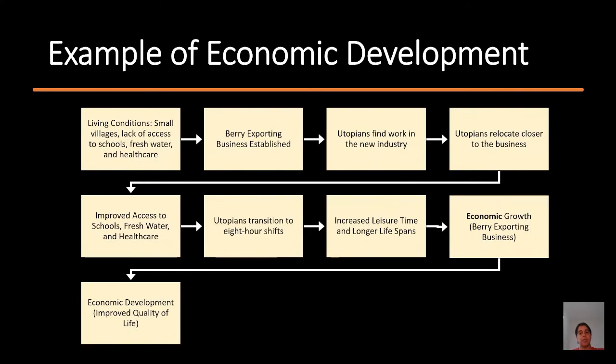Before the berry exporting business, most Utopians lived in small villages, many miles from one another. Few Utopians had access to schools, fresh water, or health care. Utopian men worked long hours attempting to farm land that was naturally unsuitable for most crops, just to feed their immediate families. After the berry exporting business, many Utopians found work through the new industry. Newly employed villagers relocated closer to the business, giving them better access to schools, healthcare, and fresh water produced for the plant and surrounding areas.